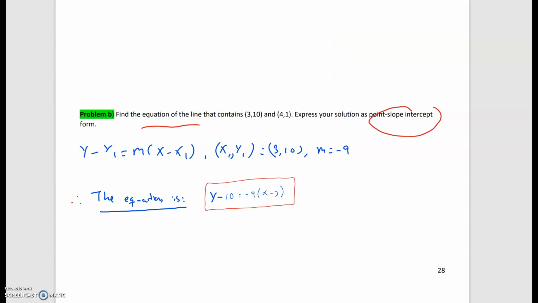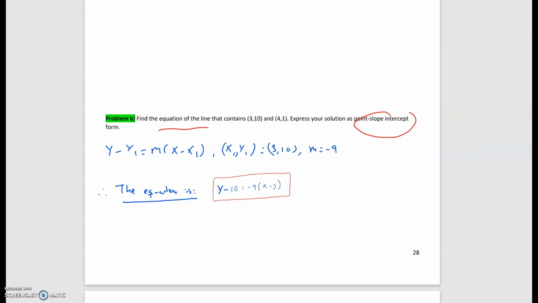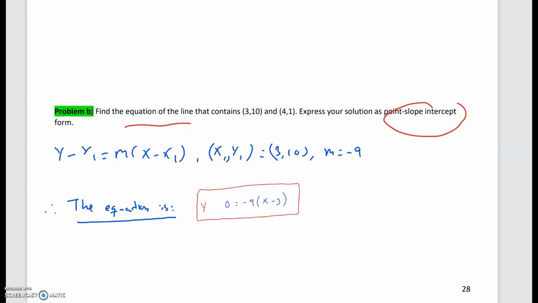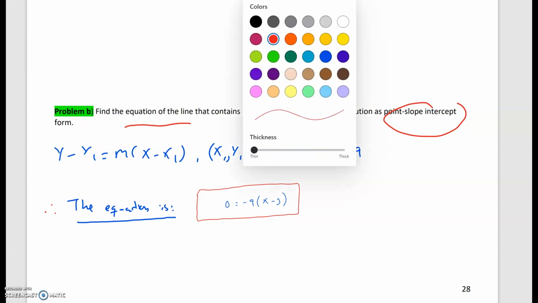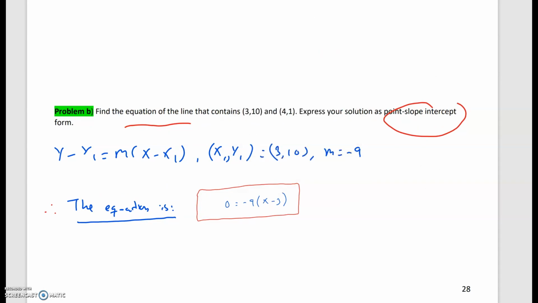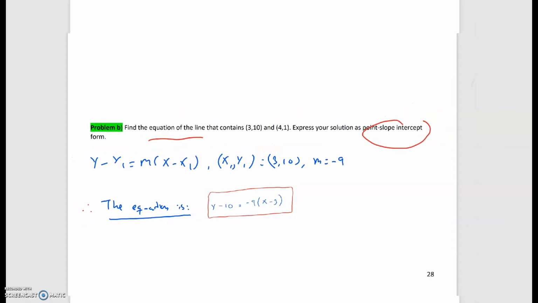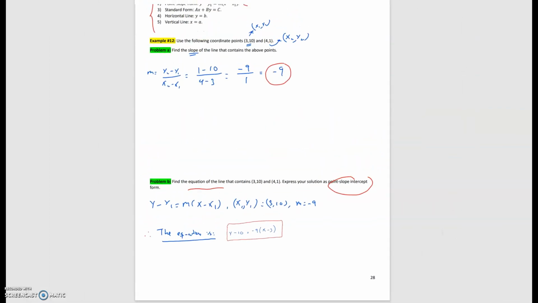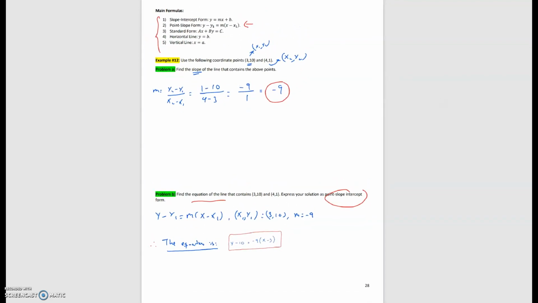In this case, it looks like the equation is not simplified, but that's actually our solution. So once again, y minus 10 is equal to that. Okay, let me pause the video just in case you need to catch up before going into the next portion of the problem.